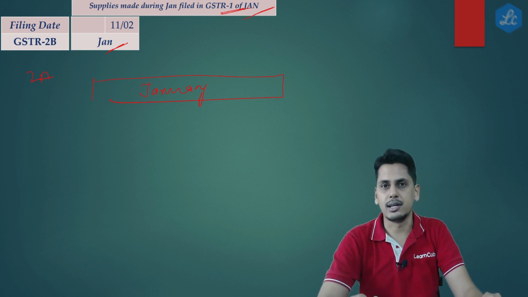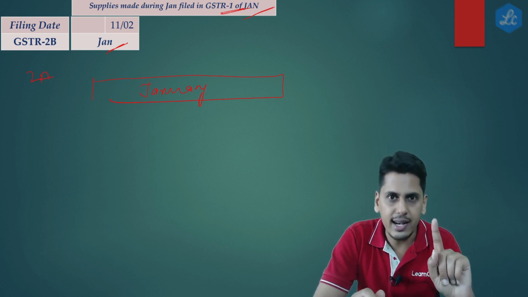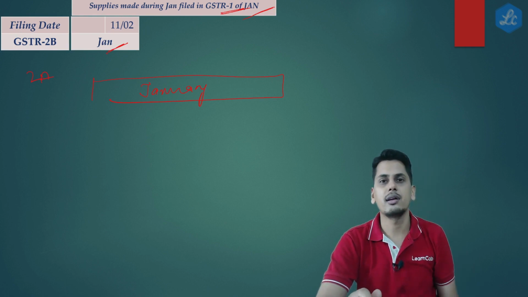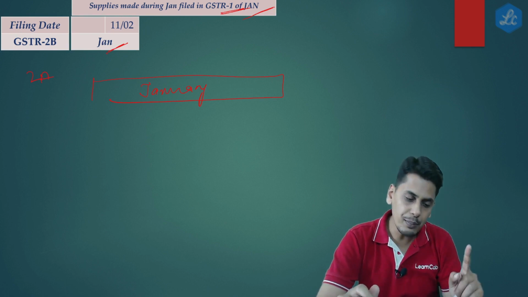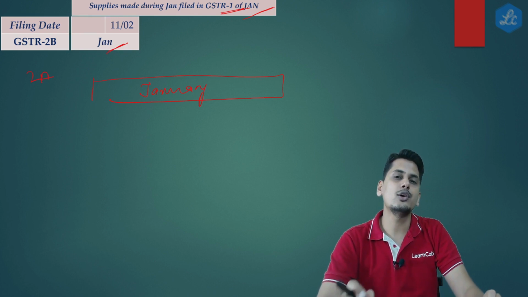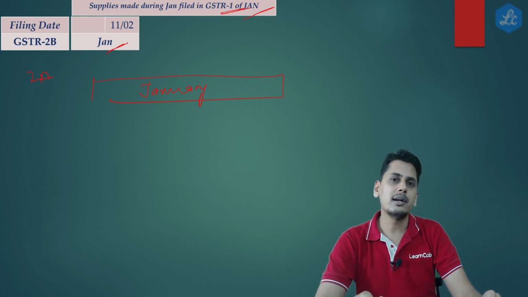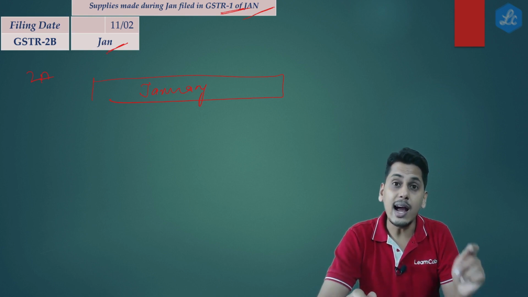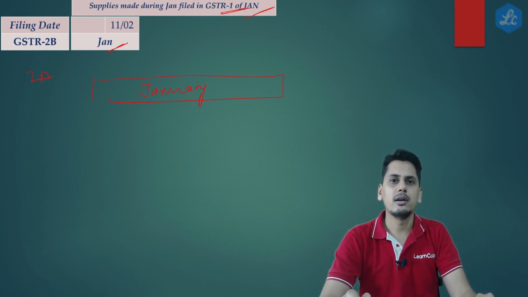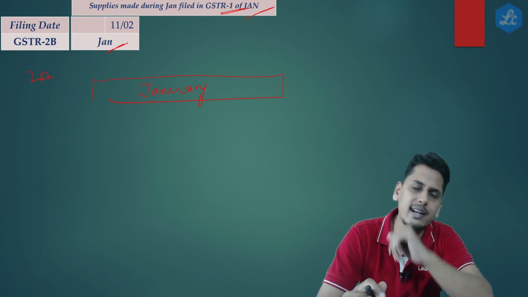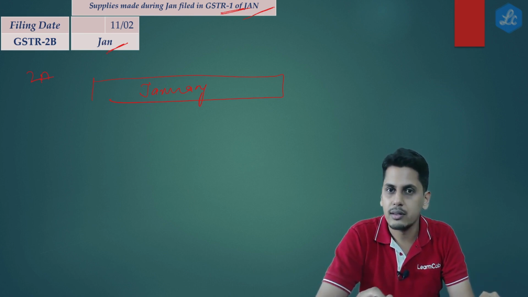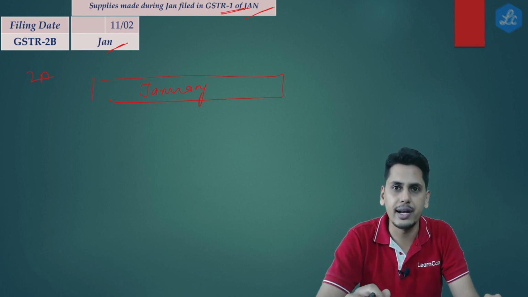Now the next question comes, if I am filing on or after 12th of February, it would appear in GSTR2B of February. But on or after 12th of February, till when? The starting point is 12th of February. Does it mean even if I file it in December, it would appear in GSTR2B of February only? The answer is no. You need to have another cutoff date.